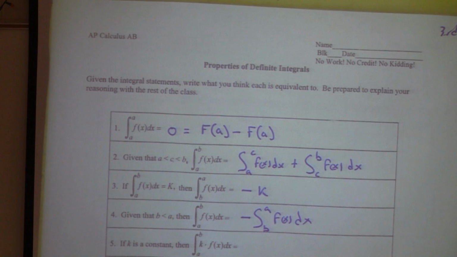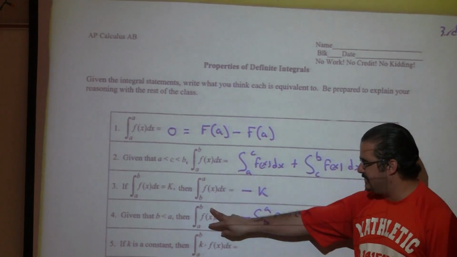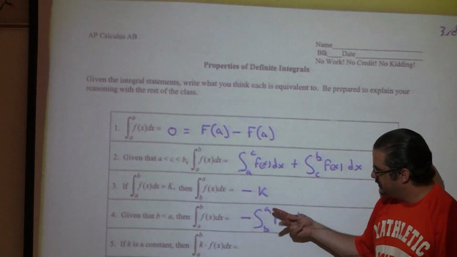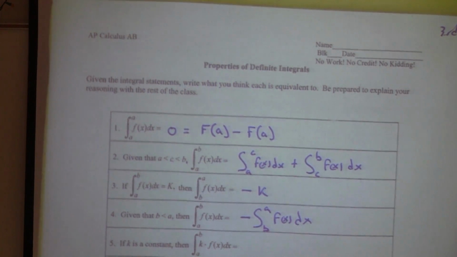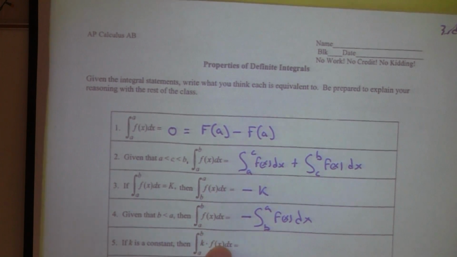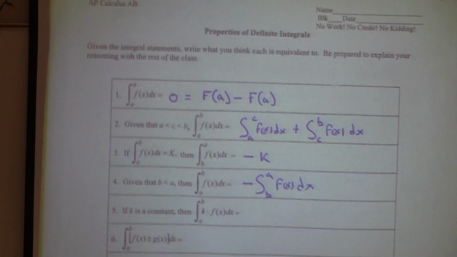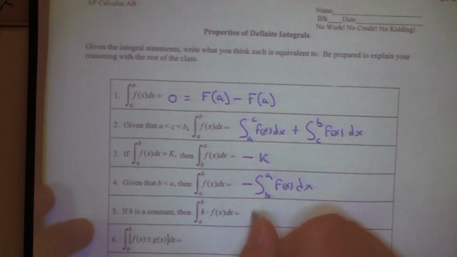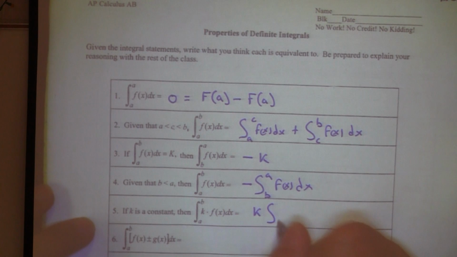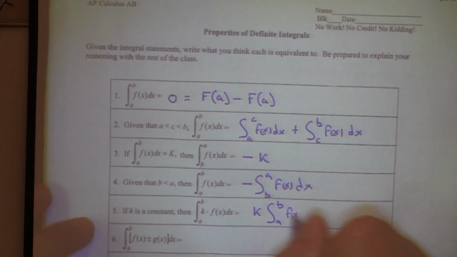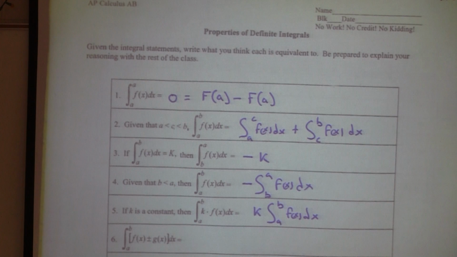Alright, so take notice in that. I put a negative there, but I also did what with these guys? I switched them, okay? Because I always want to have the smaller limit on the bottom and the bigger limit on the top. Okay? What did we do yesterday on problems like this where we had a constant times the function? We could take the constant out, right? So we could say k times the integral from a to b of f of x. And just work it out like that.